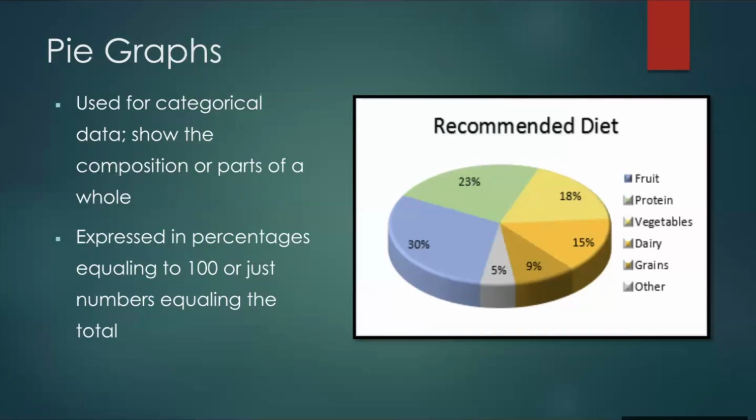So first is fruit, which is in blue. The recommended portion of our diet that should be in fruit is 30%. Then protein is in green. The recommended percent of our diet for protein is 23%, followed by vegetables, which is 18%, dairy, 15%, grains, 9%, and any other foods or any other parts of our diet is 5%. All right. And as you'll notice, all of these percentages add up to 100%. So all of the smaller parts add up to our bigger part, add up to our whole diet, add up to 100% of our diet.